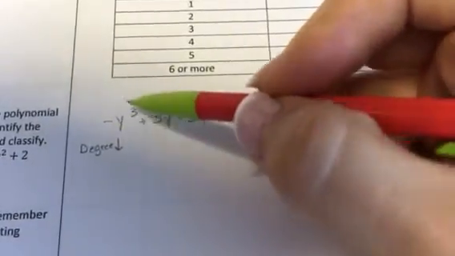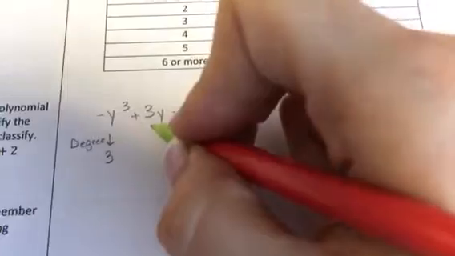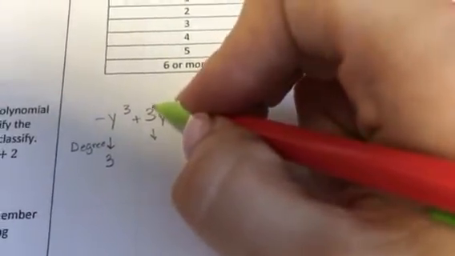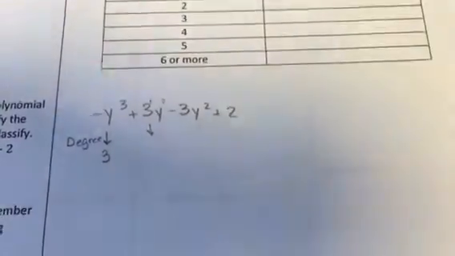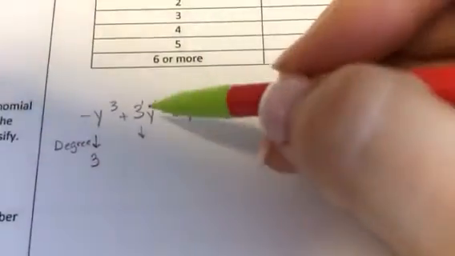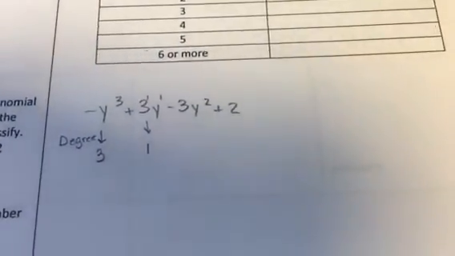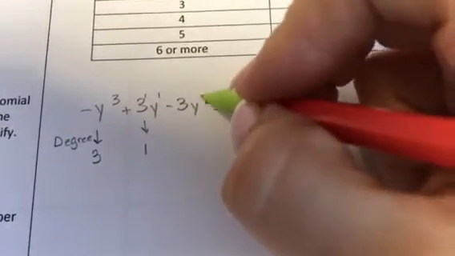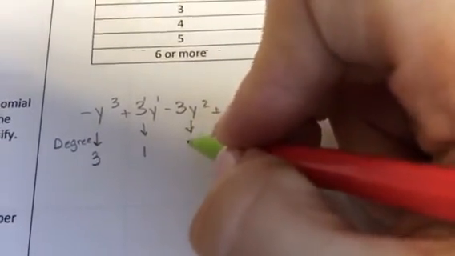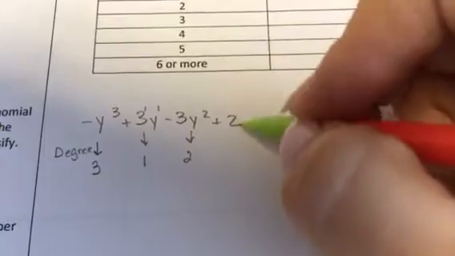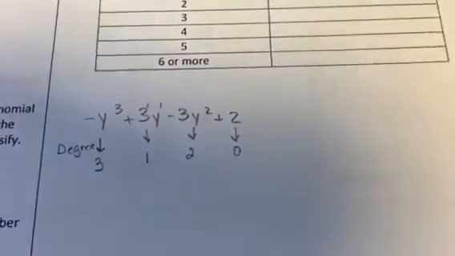The highest exponent of this term is a 3, so its degree is 3. The highest exponent here, well, this has a 1, but we're really just concerned with what the variable is. The highest exponent on a variable in this term is 1, so it's a degree 1. Over here, the highest exponent is a 2, so this has a degree 2. And this over here is a constant, so it is a degree 0.